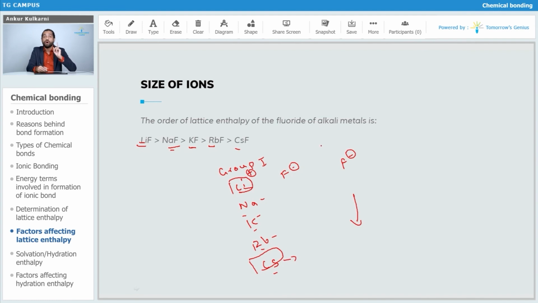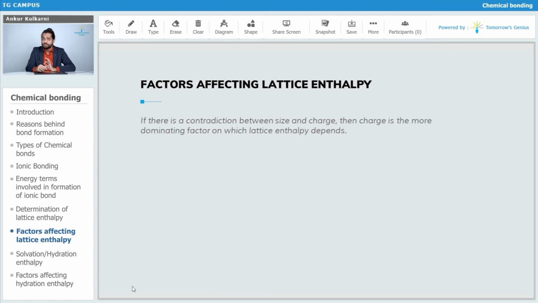So if you order them correctly according to lattice enthalpy, lithium fluoride will be highest because lithium has the smallest size. Then comes sodium fluoride, then potassium fluoride, then rubidium fluoride, and then cesium fluoride. Cesium is last because cesium has the largest size. Now let's move ahead. I hope this question is very clear to you.